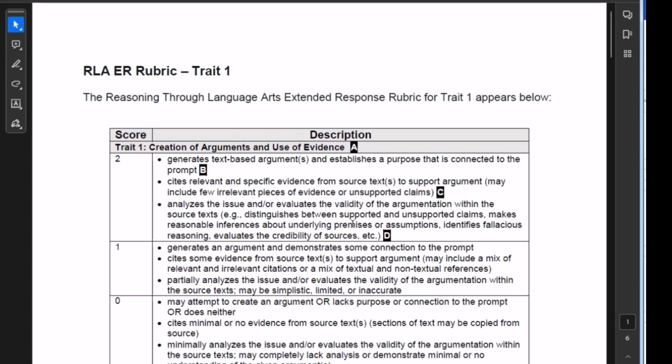It distinguishes between supported and unsupported claims, makes reasonable inferences about underlying premises or assumptions, identifies fallacious reasoning, evaluates the credibility of sources, etc. Before moving forward, let's look at what some of those words mean. An inference is a conclusion. A premise is a statement made in an argument, and an assumption is an unstated claim. Fallacious means based on a mistaken belief, or what lawyers call a flaw.